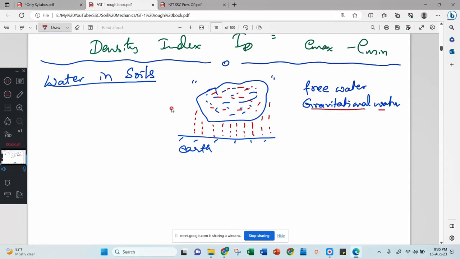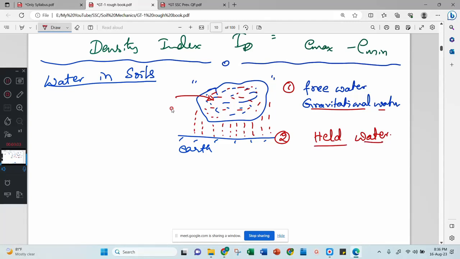That's it. Now some water inside will be held against gravity, and that will not count in the free water. Free water means water freely available by gravity. This is the first one. Then another one is held water. Held means the soil is holding that water against gravity. Therefore, this is called held water.